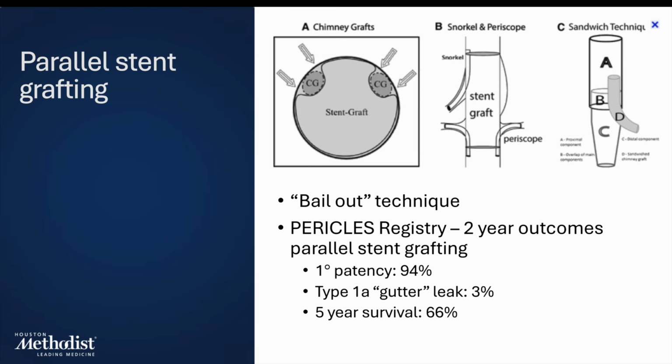There are several described endovascular techniques for this, including Chimney EVAR, periscoping, and the sandwich technique. Although these are not standard of care for elective repairs, they can be used as a life-saving technique when needed. And there is some registry data behind this that published on 2-year outcomes of parallel stent grafting.